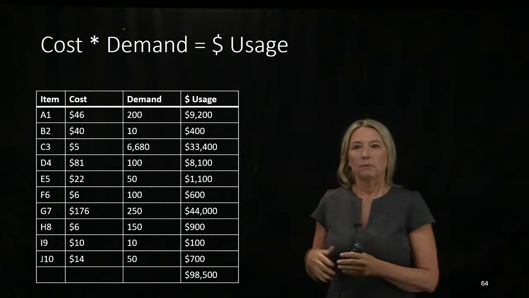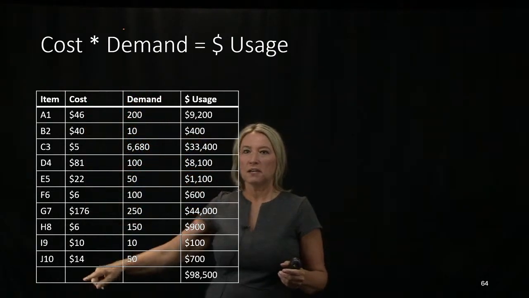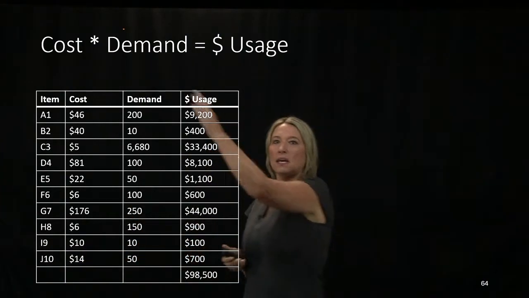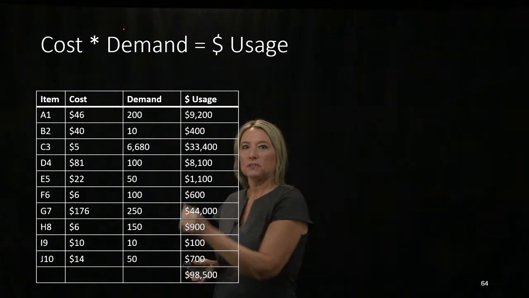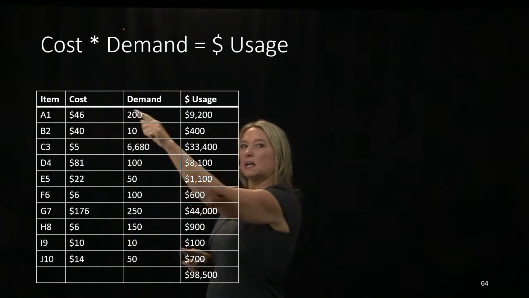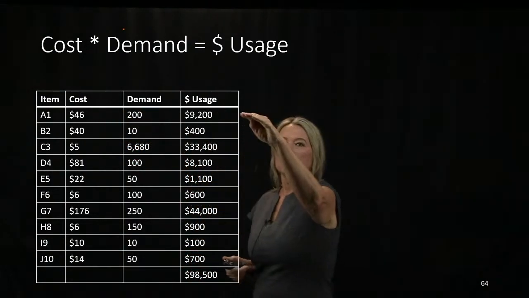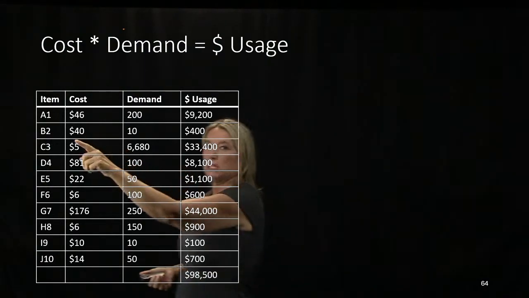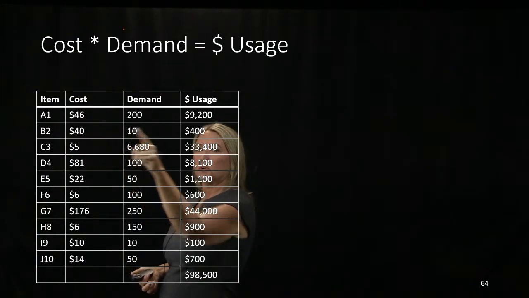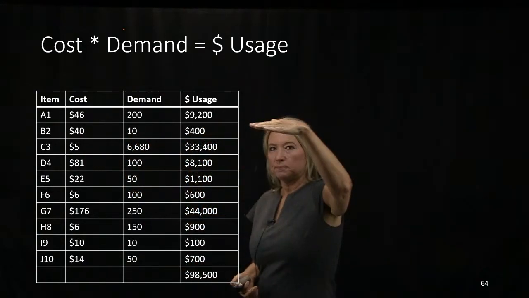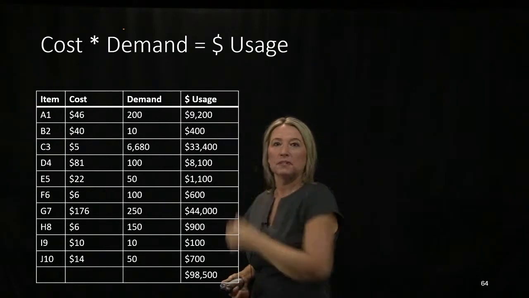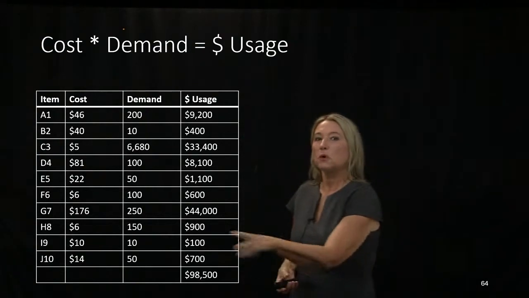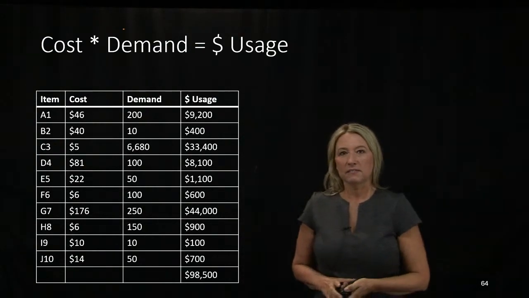So here's an example. This is just the different cost of the items. These are your item names, A1, B2, C3, and this is how much you use them every year. If you multiply $46 times 200 units, the dollar usage for A1 is 9,200. Taking B2's usage, the cost is 40 times 10 demand, which comes out to 400 annual usage. And you just keep on doing that. The total for all of these items is 98,500.